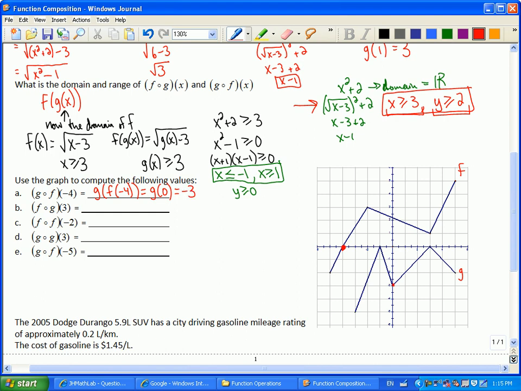Okay, so we'll try another one, and then I'll let you do some on your own. F of g of 3. I'll do this one in green. So g of 3 is here. It's at 0. And I'm going to guess here that it's probably 2 1/4, something like that. I'll try and give you nice numbers if you're doing this for points, marks, obviously. So that'll be 2 1/4.